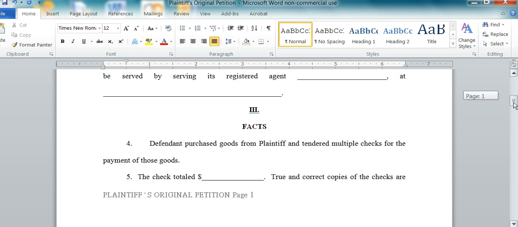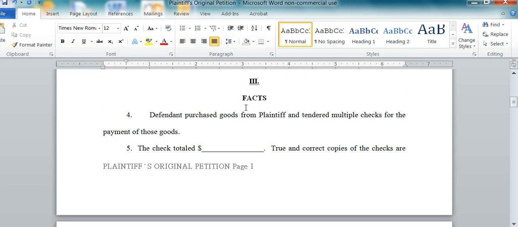The next thing that you're going to see is usually a recitation of the facts. What are the facts that support this lawsuit? In this case, the example that I'm showing you, I said it's a collection case. So the case is a breach of contract case. We had a contract. I agreed to sell you goods. You agreed to pay for them. I sold you the goods. You didn't pay for them. And therefore, I've been damaged. Those are essentially the allegations in this case.